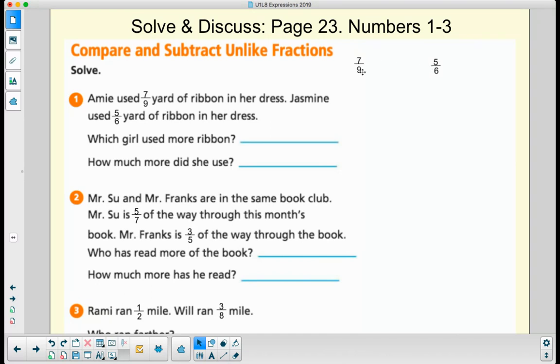I can think of their multiples. My multiples of 6 and 9, which ones do they have in common? Well, 6 multiplied by 1 is 6, not a multiple of 9. 6 multiplied by 2 is 12. Nothing multiplied by 9 is 12. 6 multiplied by 3 is 18. Bingo. I know that 9 multiplied by 2 is 18. So I'm going to use 2 as my multiplier here.